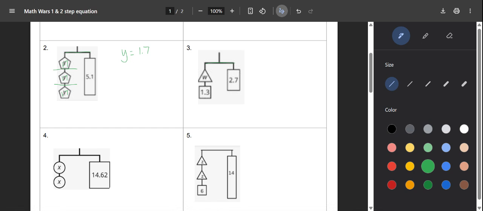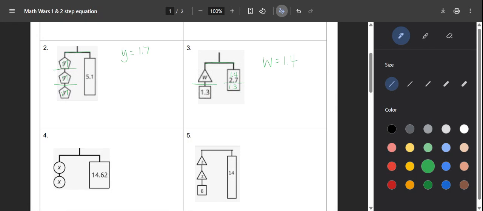Pause the video and then come back when you are ready to see what the answer is. Alright, hopefully you recognize that we have to cut off this 1.3, and if we do that from the left side, we also have to do that from the right side. And when you have 2.7 and you cut off 1.3, that leaves you with 1.4. W is equal to 1.4.